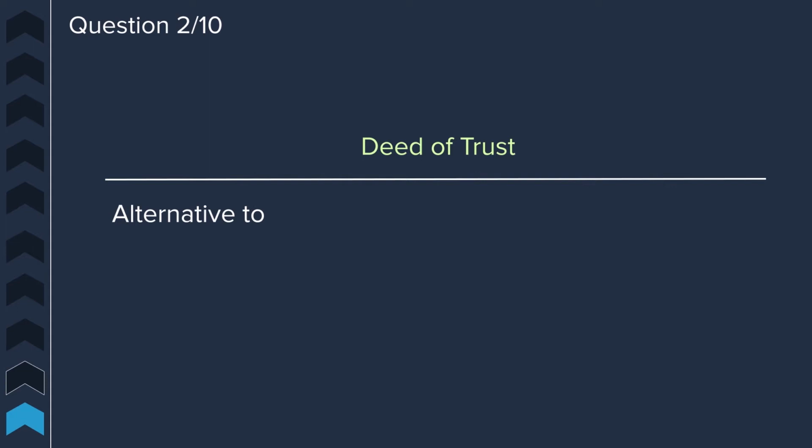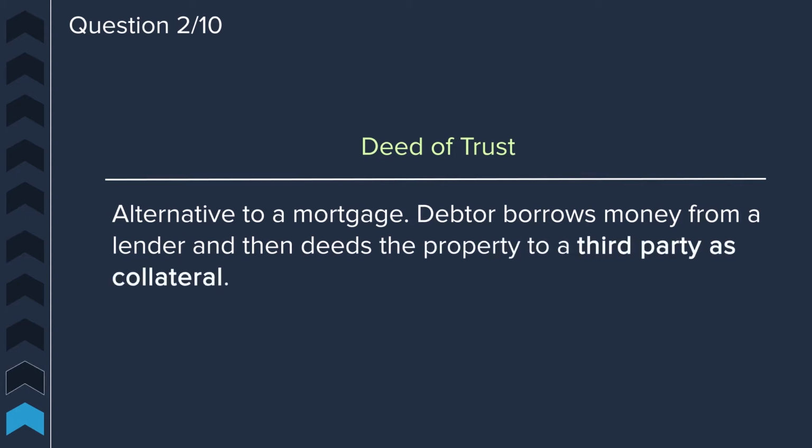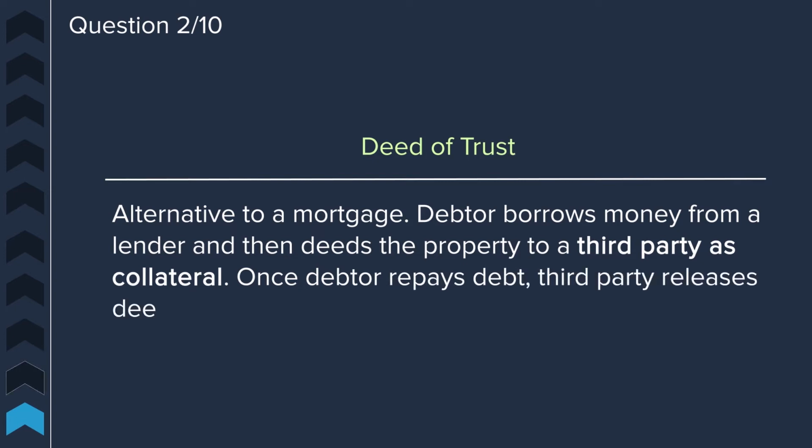Question 2. What is a deed of trust? A deed of trust is an alternative to a mortgage. Here, the debtor borrows money from a lender and then deeds the property to a third party as collateral. Once the debtor repays the debt, the third party then releases the deed back to the debtor.